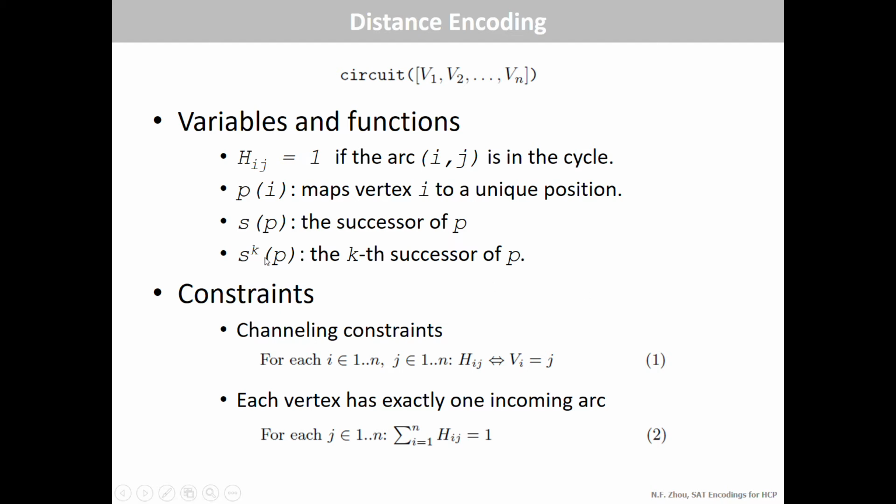And we use constraints, first channeling constraints, to connect the original problem variables and the variables H. So this Hij is true if and only if Vi is assigned the value J. And these channeling constraints ensure that each vertex has exactly one outgoing arc, because each domain variable can be assigned only one value. And we need degree constraints to ensure that each vertex has exactly one incoming arc.